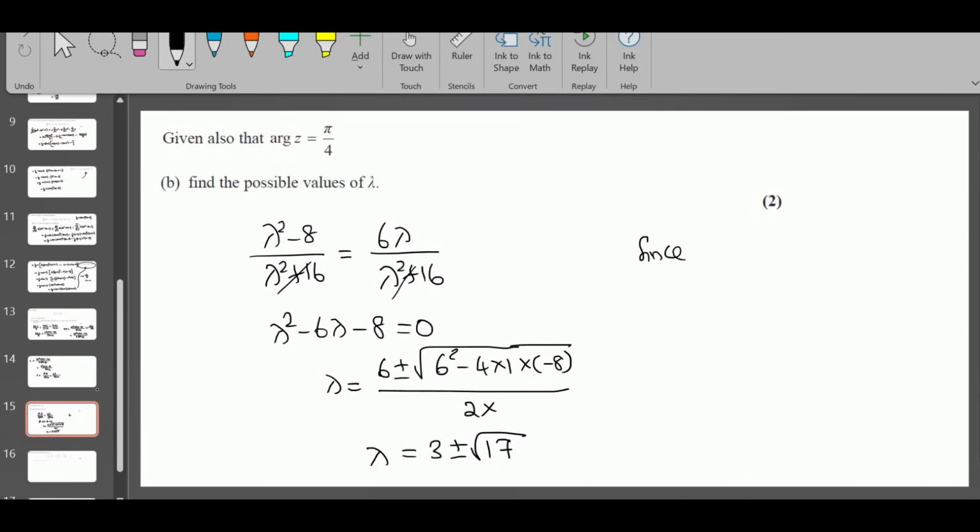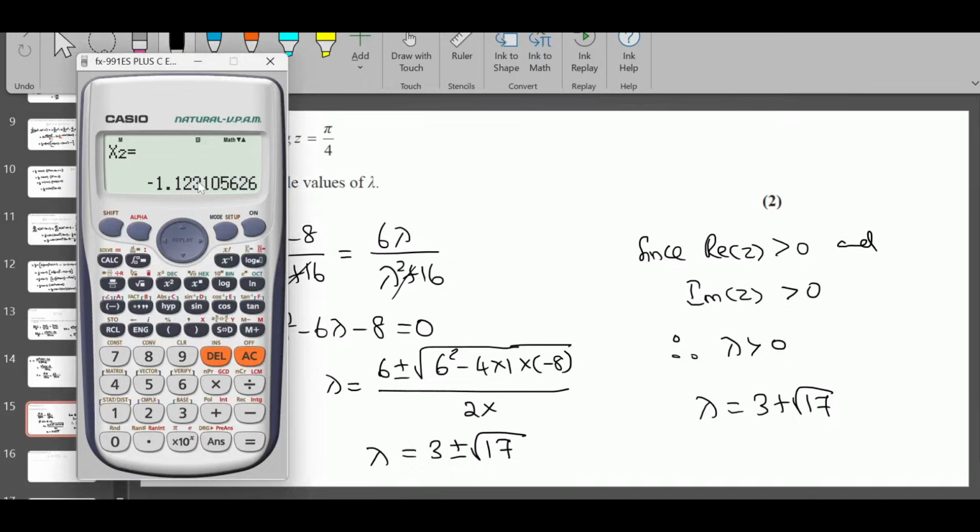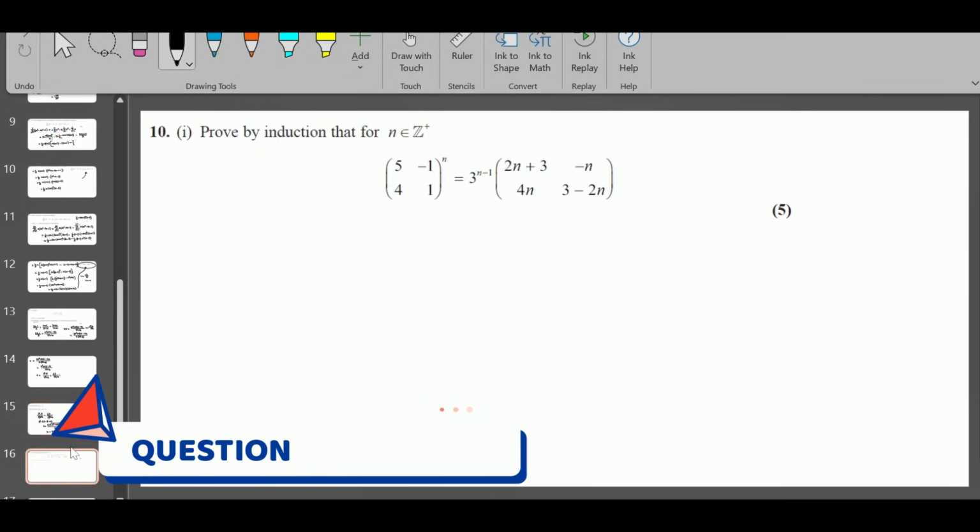since real part of z is greater than 0 and imaginary part of z is greater than 0, therefore lambda is also greater than 0. So take only the positive number. Lambda is equal to 3 plus square root of 17, because 3 minus square root of 17 is a negative number. That's all. Question number 10, the last question.